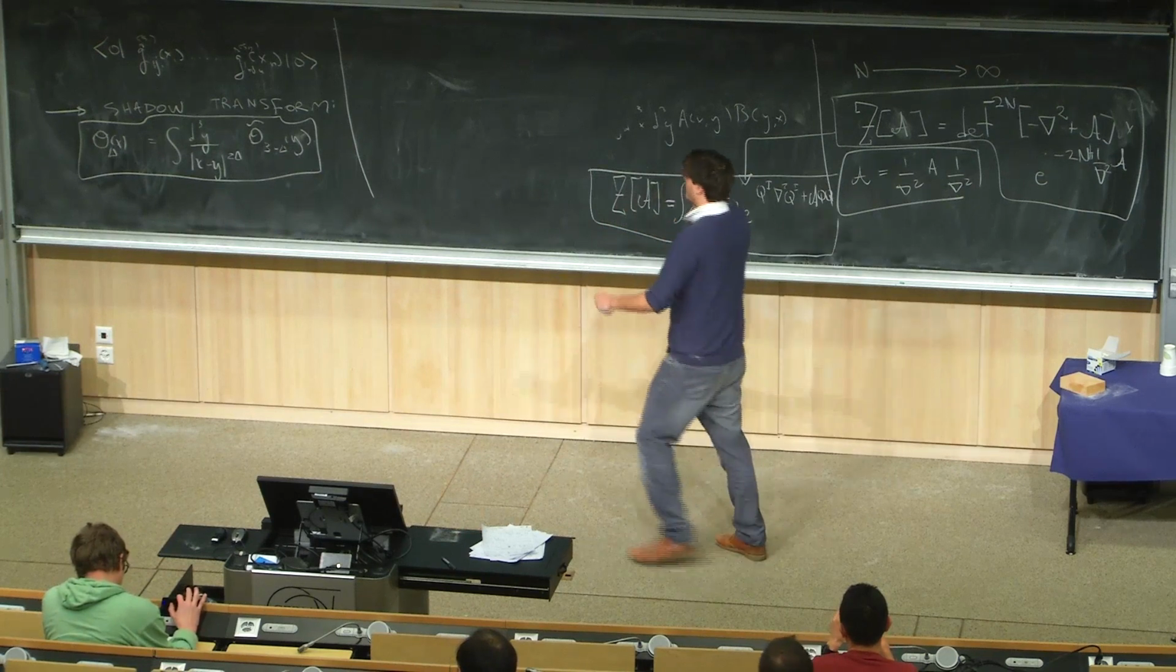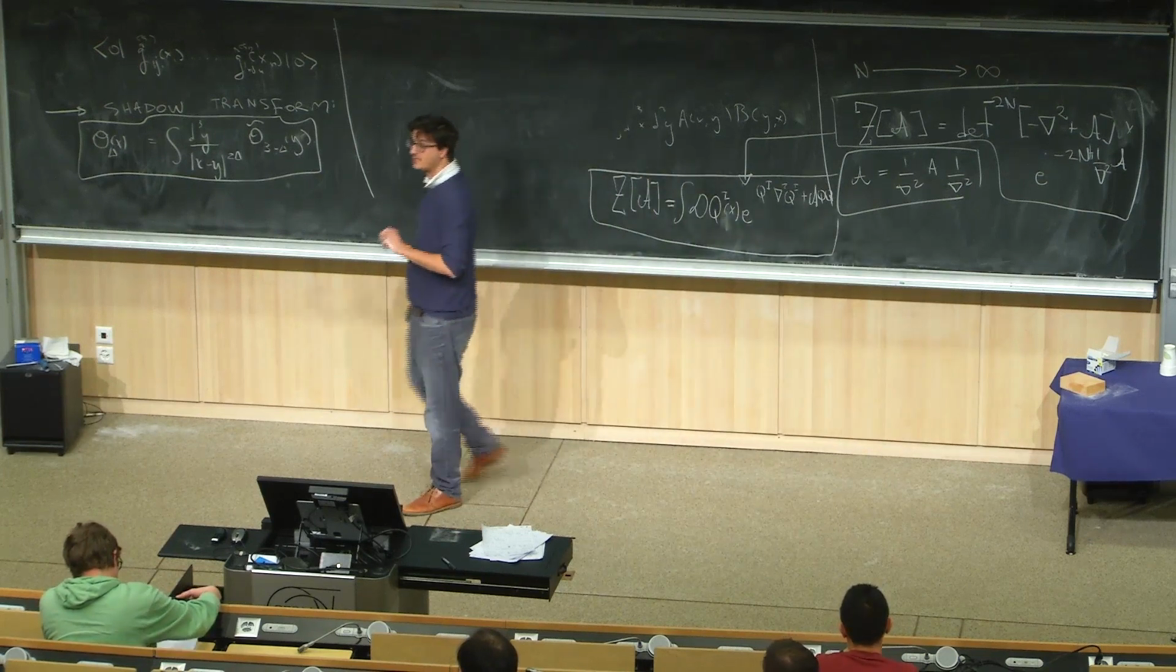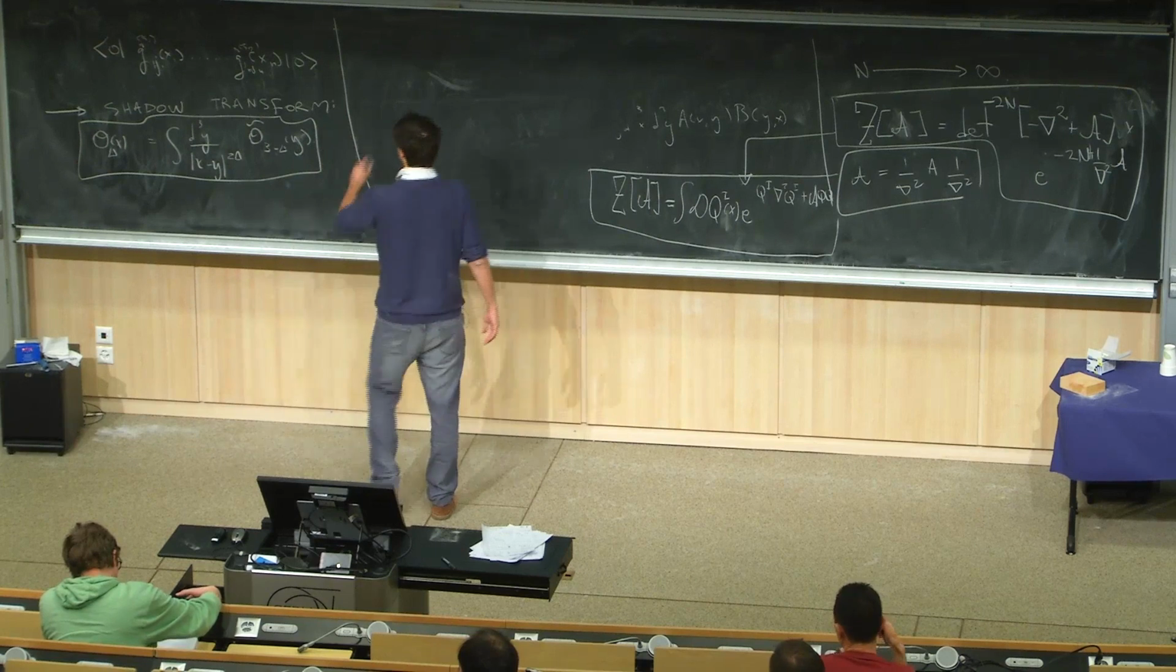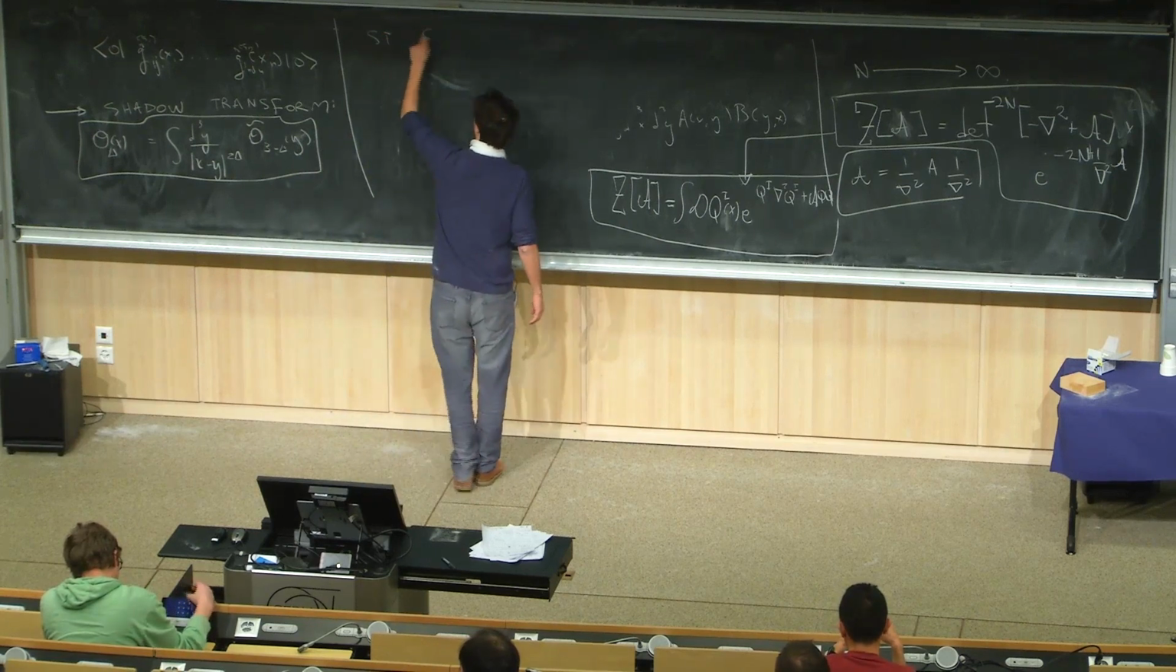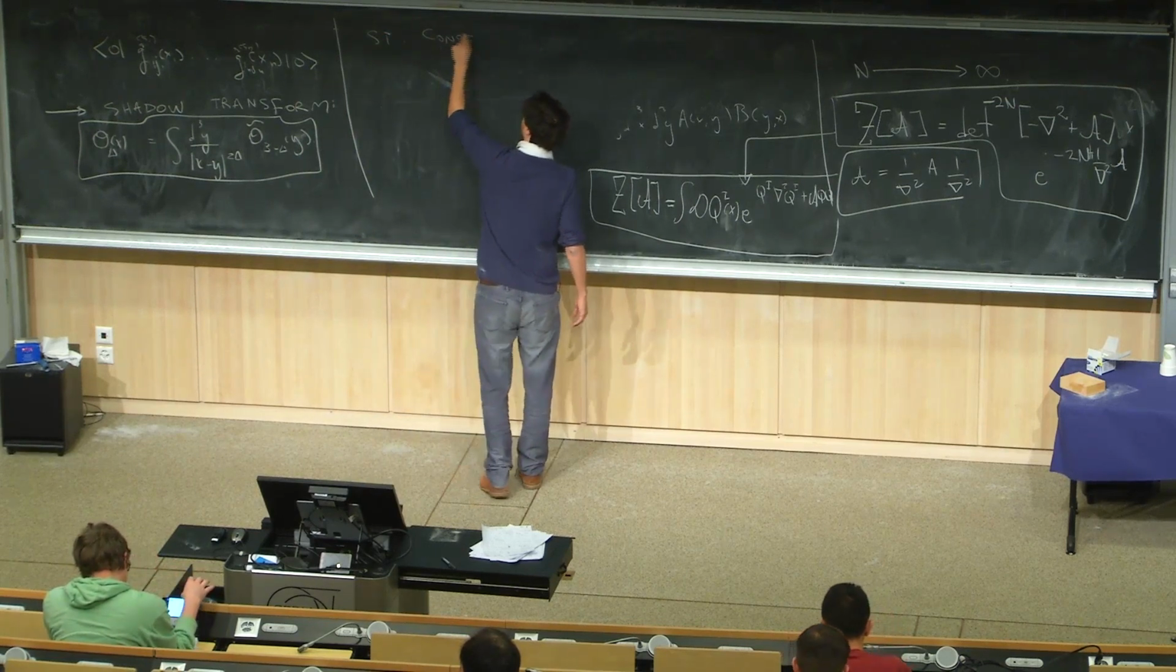Okay, good. Now, we can ask ourselves the question, since we've been dealing with conserved currents, what is the shadow transform of a conserved current? Any guesses?